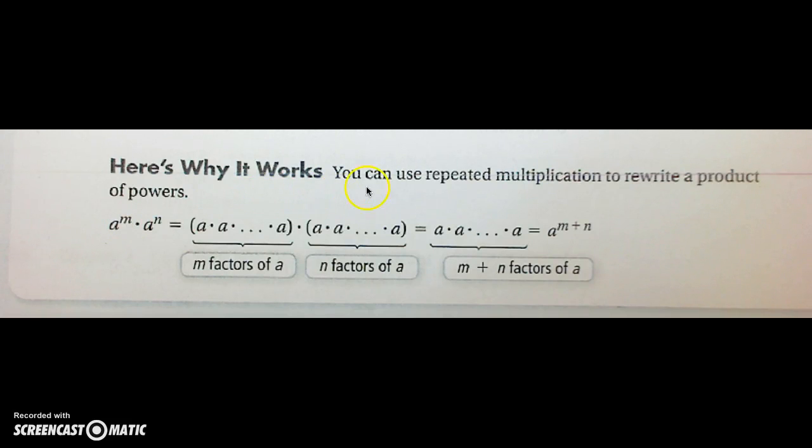Here's why it works. You can use repeated multiplication to rewrite a product of powers. So we have a to the m times a to the n, and we have these dots in here because we're saying it doesn't really matter how many are inside here or inside here. It just means that when we put them together, we're going to add our exponents together.